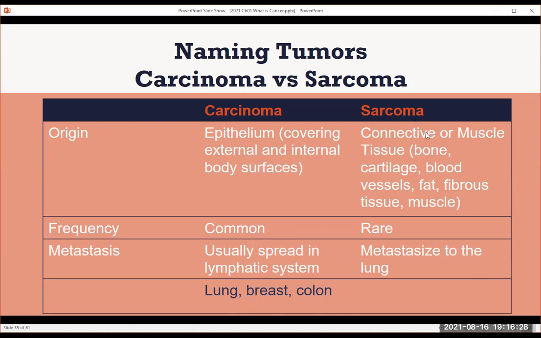Sarcomas, on the other hand, arise from connective or muscle tissue. They could come from bone, cartilage, blood vessels, fat, fibrous tissue, and muscle. These are more rare, but they can metastasize and typically would do so to the lung. It looks like I need to finish filling this out, but you could think of osteosarcoma, which is a cancer of the bone. So any kind of cancer that would arise from these various tissues.